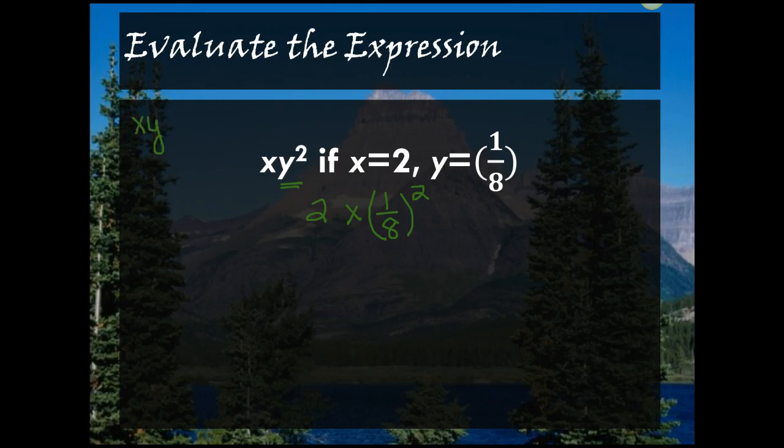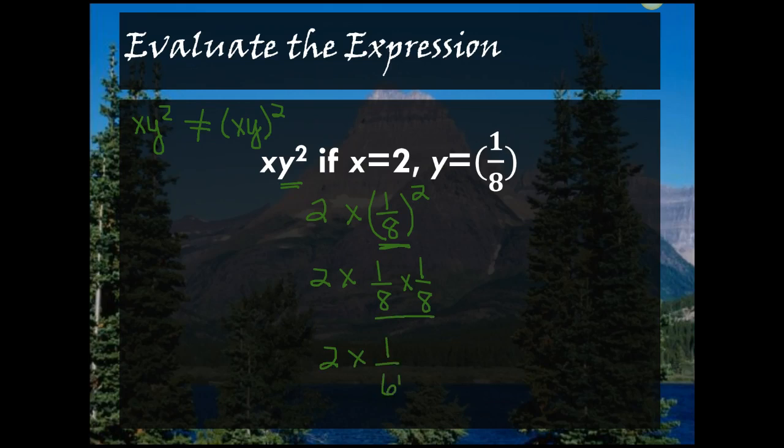If that was the desired result, the problem would have been written like this: x times y, with everything inside the parentheses squared. The first step will be to complete the exponent. That means we will have 2 times 1/8 times 1/8. 1 times 1 is 1, and 8 times 8 is 64. That leaves us with 2 times 1/64.